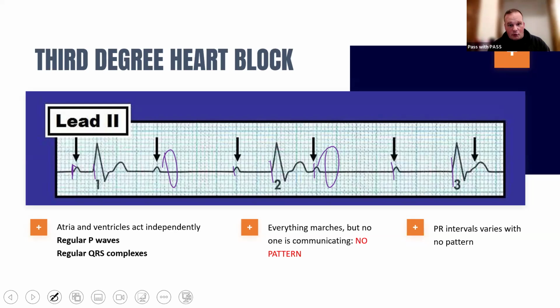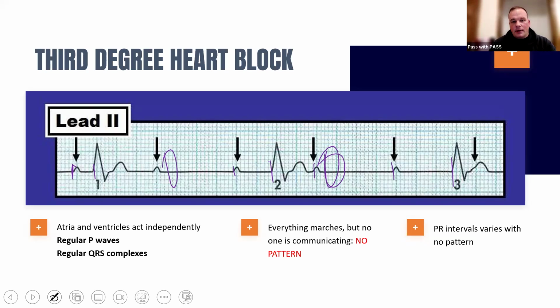So do I have more P's than QRSs? Absolutely, I do. Is my PRI constantly getting longer and longer and longer until it drops a beat? No, it's not. My measurements are all over the place, and I have dropped beats everywhere.